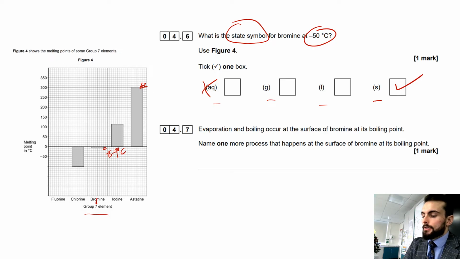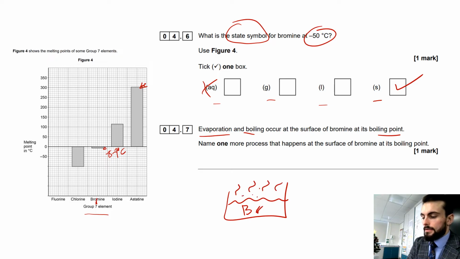The next one: evaporation and boiling occur at the surface of bromine if it's at its boiling point. So if we imagine we've got bromine in a beaker, and it's boiling, the particles at the surface are gaining enough energy to change state, to transfer into a gas. But at the surface, some of the particles are also going to lose a little bit of energy to the surroundings, and they're going to end up reverting back into a liquid. So what is the state change? What's the opposite of evaporation and boiling that's happening at the surface? The answer is condensation.